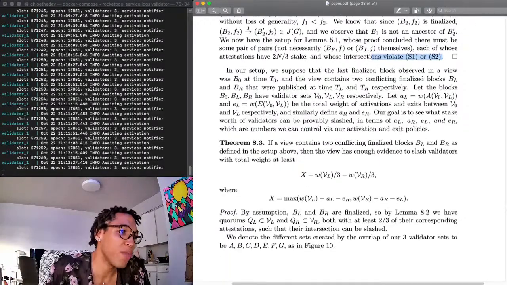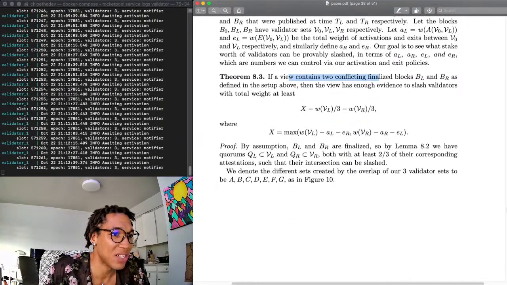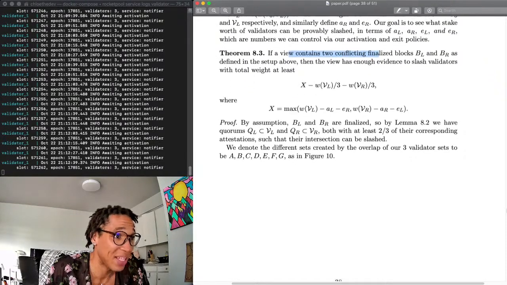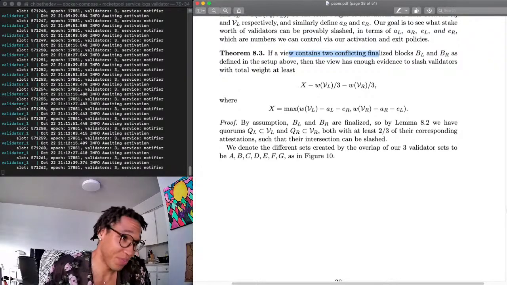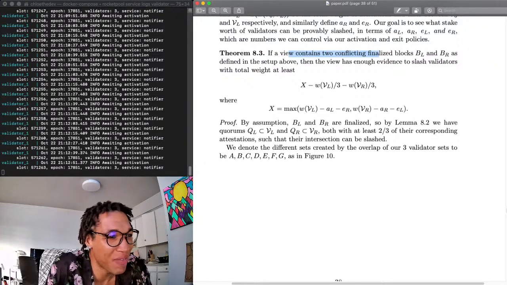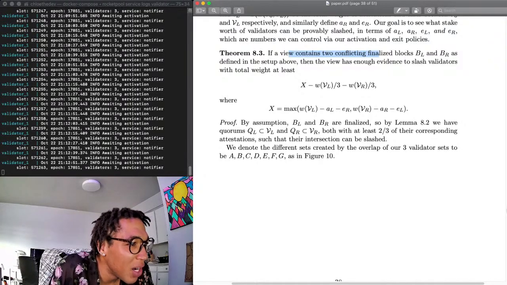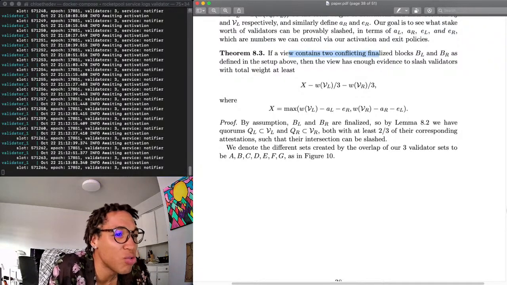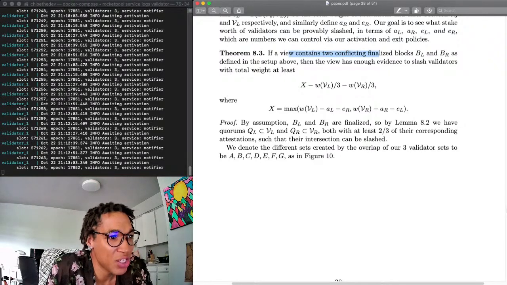Theorem 8.3: if a view contains two conflicting finalized blocks, as defined in our setup above, then the view has enough evidence to slash validators with total weight at least X minus W. Anyways, proof. By assumption, block L and block R are finalized, so by lemma 8.1, we have quorums QL, which is a set of VL, and QR, an element of VR, both with at least 2/3 of their corresponding attestations, such that their intersections can be slashed.